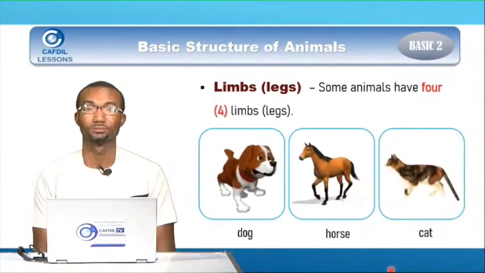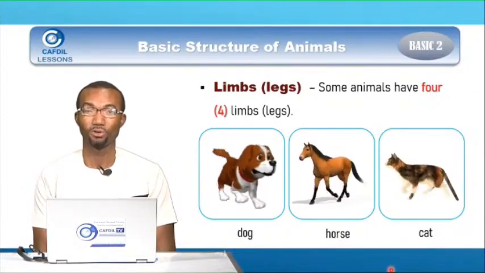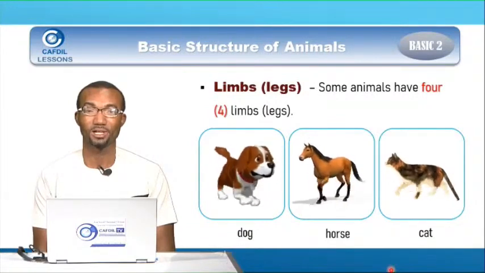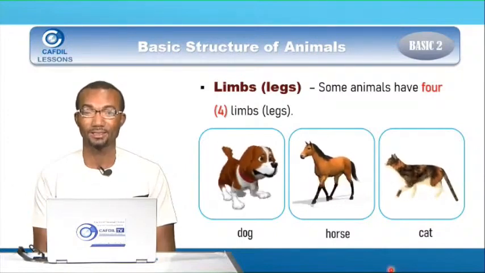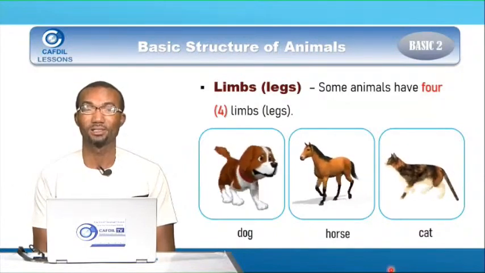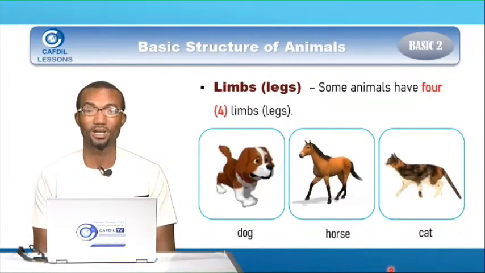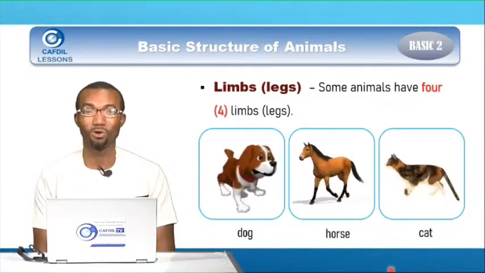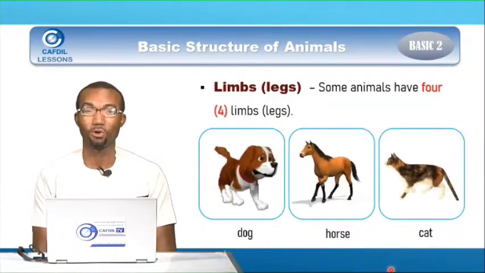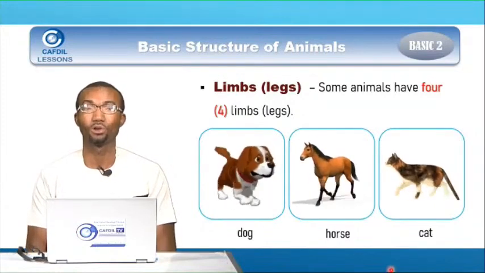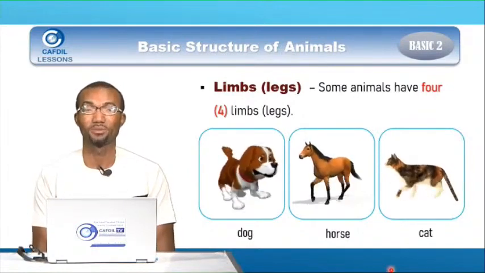Good. Some animals also have 4 legs. Examples are dog, you can see dog on your screen, you can see horse, you can see cat. There are more animals that have 4 legs. You have sheep, you have goat, you have pigs. They all have 4 legs. So some animals have 2, others have 4 legs, but they are all called limbs. Whether you have 2 or 4, they are called limbs.